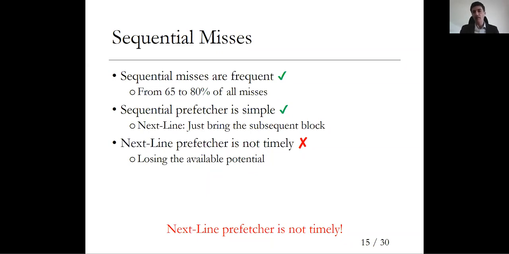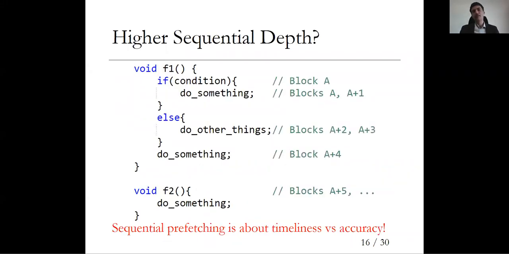Okay, how can we improve the timeliness of a sequential prefetcher? Very simple, by increasing the depth of prefetching. Instead of prefetching just the next address, we may prefetch several next addresses: A plus 1, A plus 2, A plus 3, A plus 4, and so on and so forth. However, that doesn't solve the whole problem. Take a look at this simple code. As you can see here, we have two function calls, and within one function call, we have an if and an else statement.